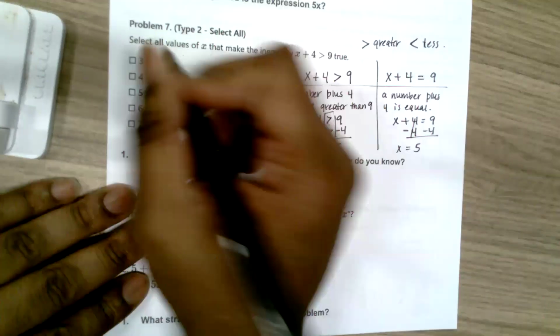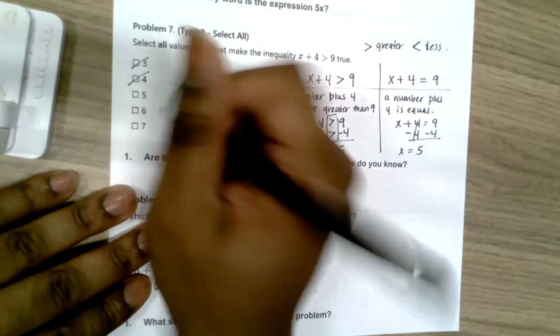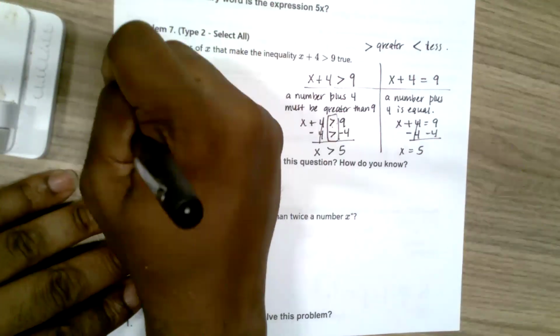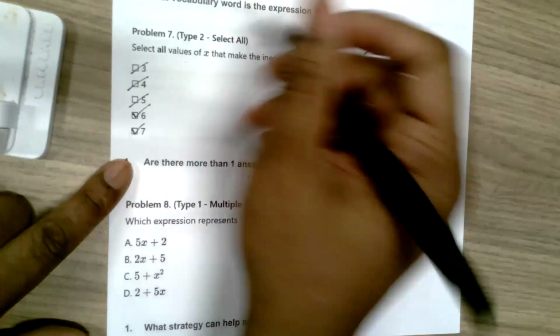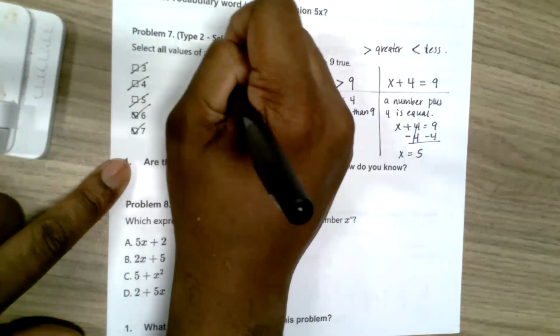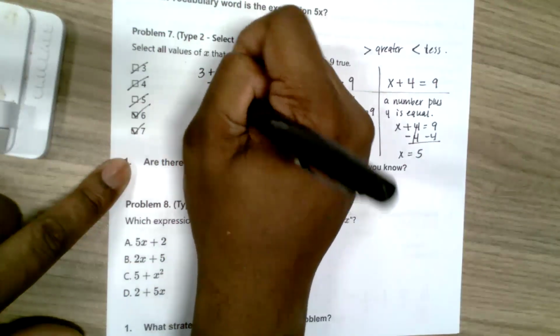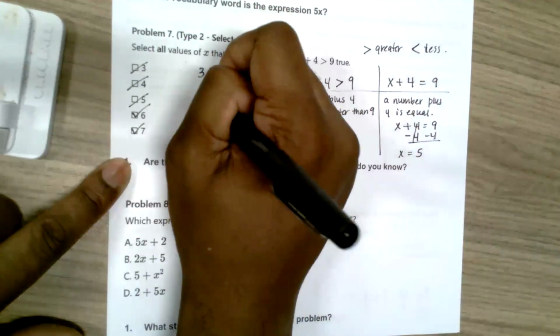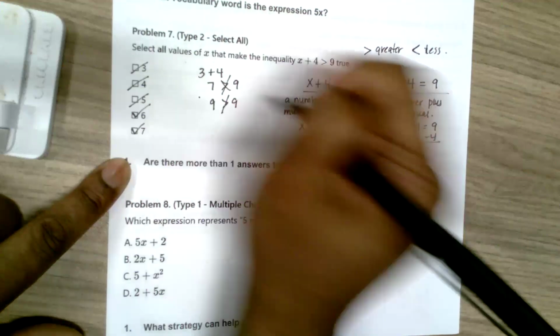3 is not greater than 5. 4 is not greater than 5. 5 is not greater than 5. So the only answers it could be are 6 and 7. Let's test it out. If I had 3, 3 plus 4 is 7, and 7 is not greater than 9. Let's try 5. 5 plus 4 is 9, and 9 is not greater than 9. Do you understand?